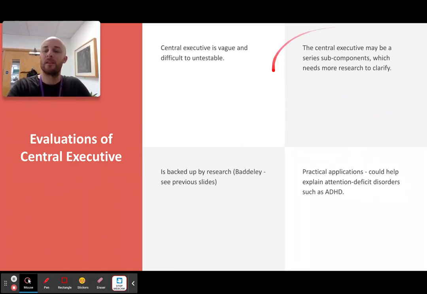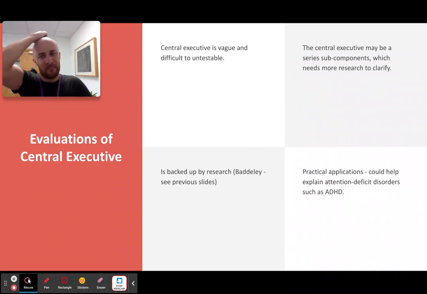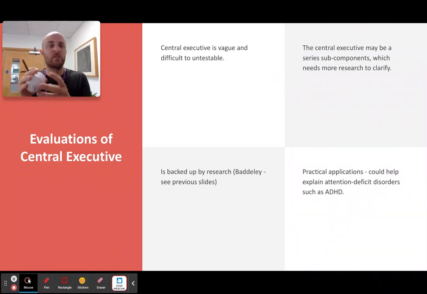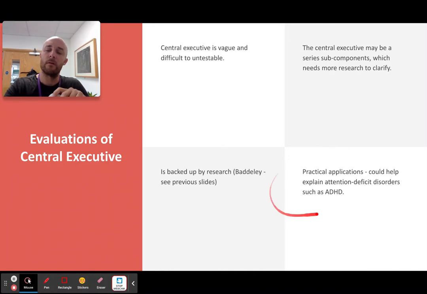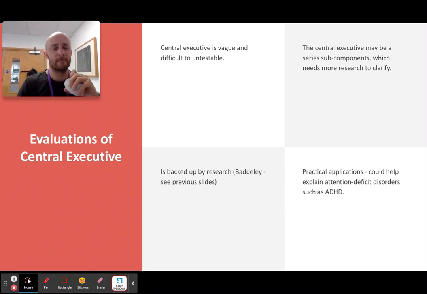It is worth noting that maybe the central executive is actually made up of smaller components, but we haven't yet fully understood them and split them open and subcategorized them. So that's an important point. A bit vague because there's no evidence for that, but also there's massive practical applications.